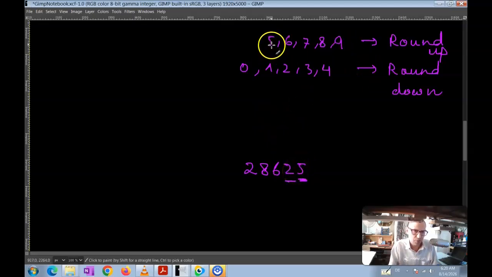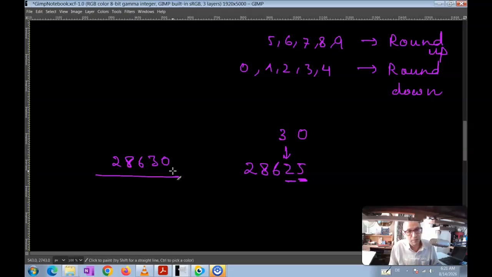Whenever you have a 5, 6, 7, 8, or a 9 at this place value, you would round up, meaning that the tens place value is incremented by 1, it becomes a 3, and the ones place value becomes a 0. So you would again get 28,630. Any method that you use, you will of course come up with the same number.